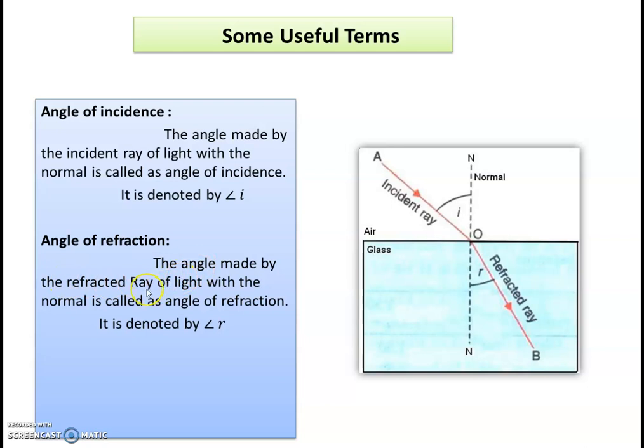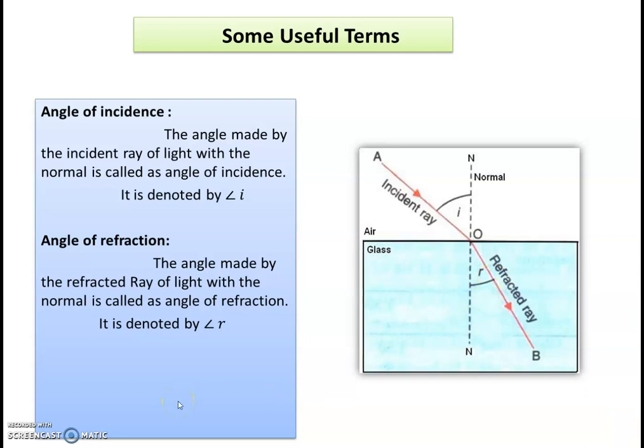The second useful term is angle of refraction. The angle made by the refracted ray of light with the normal is called the angle of refraction. It is denoted by angle r. In this figure you will find that when the incident ray is refracted, that is, when there is a change in the direction of propagation, that ray is called a refracted ray. This refracted ray makes an angle with the normal, and this angle made by the refracted ray with the normal is called the angle of refraction.